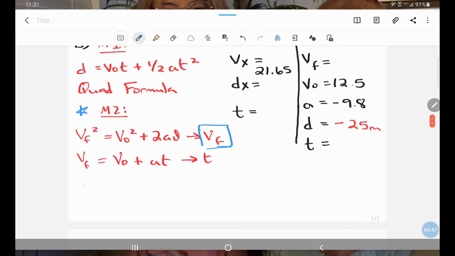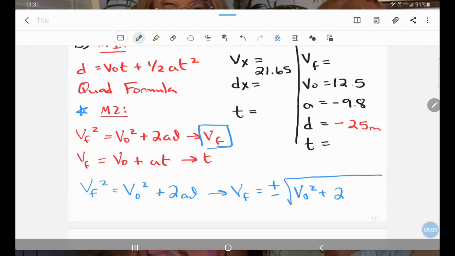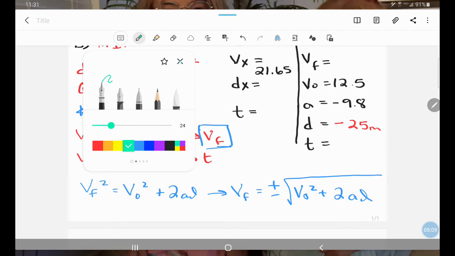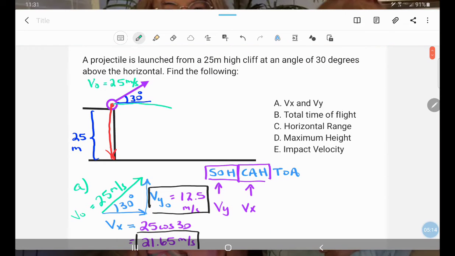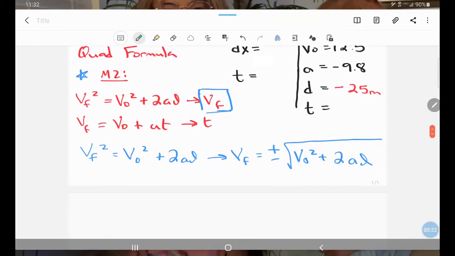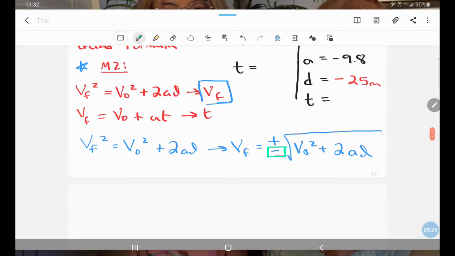So we will start with our equation. VF squared equals V0 squared plus 2AD. Let's solve. VF is plus or minus the square root of V0 squared plus 2AD. Be very careful. The projectile, as it goes through the air, when it impacts the ground here, its velocity vertically when it is impacting the ground is going to be negative. So as far as signs are concerned, we must choose our negative value here.